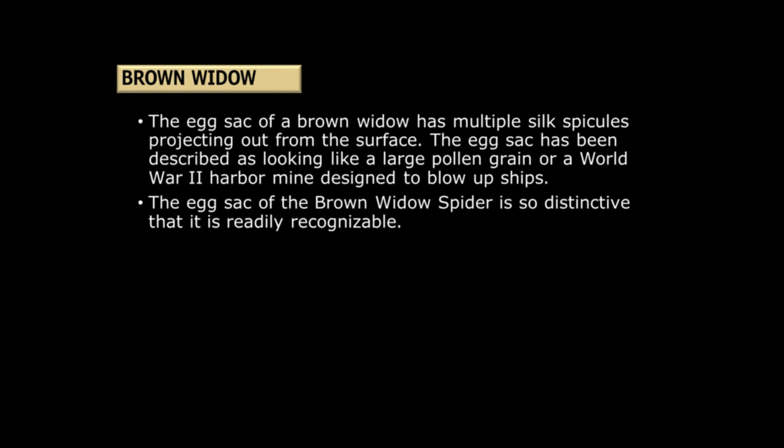The egg sac of a brown widow has multiple silk spicules projecting out from the surface. The egg sac has been described as looking like a large pollen grain or a World War II harbor mine designed to blow up ships. The egg sac of the brown widow spider is so distinctive that it is readily recognizable.